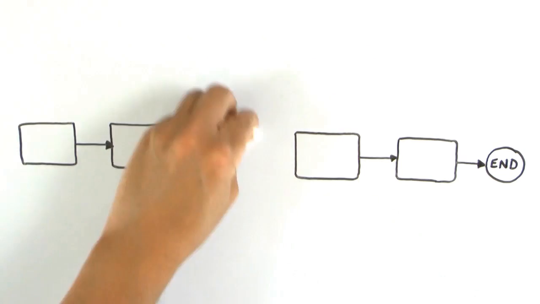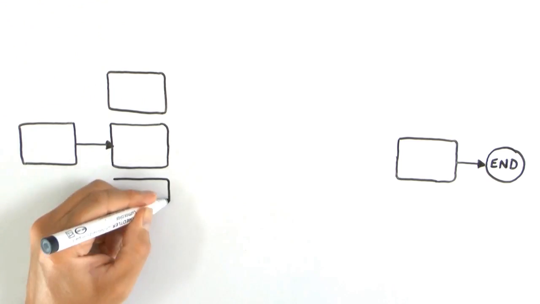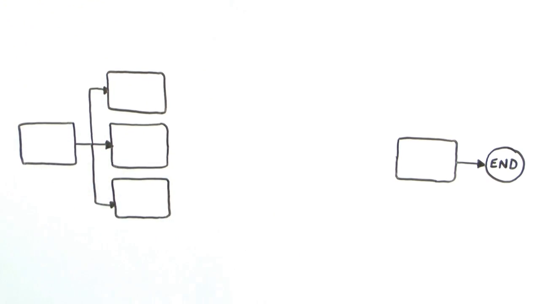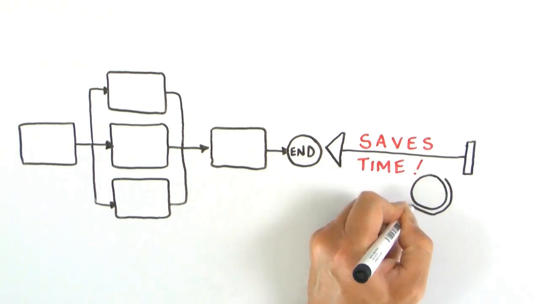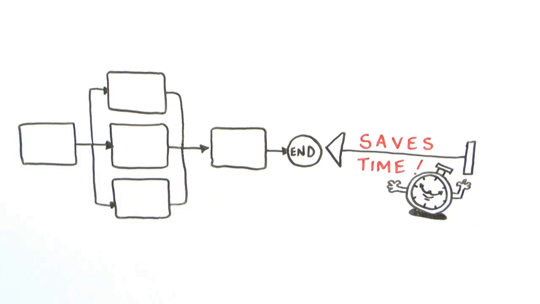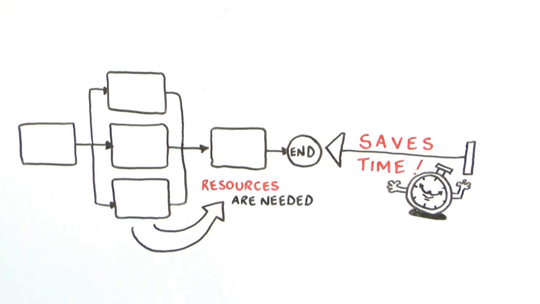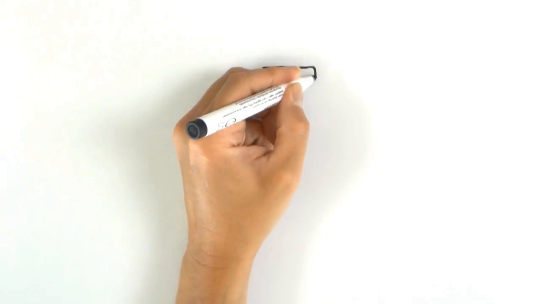Next, are there things we are doing sequentially that we could do concurrently? If we can run things in parallel, we're saving time. Now, of course, for this to be worthwhile, we have to have the resources to do that without incurring some other penalty. How good are the handoffs?